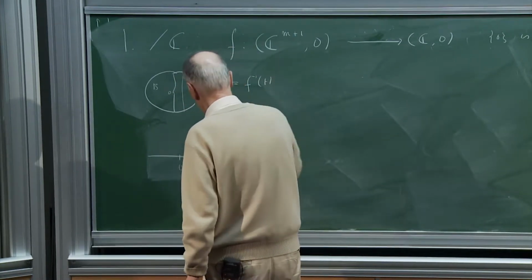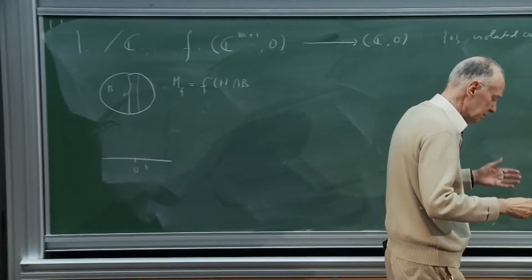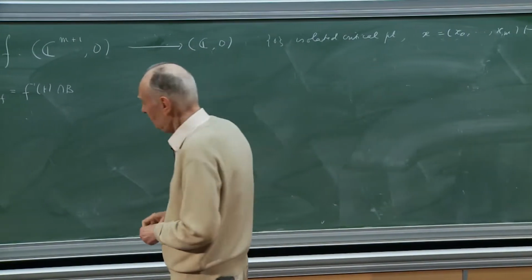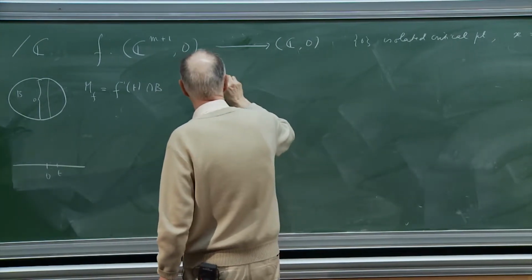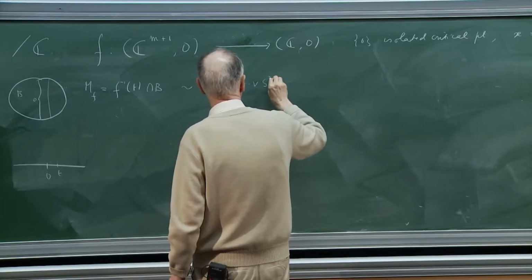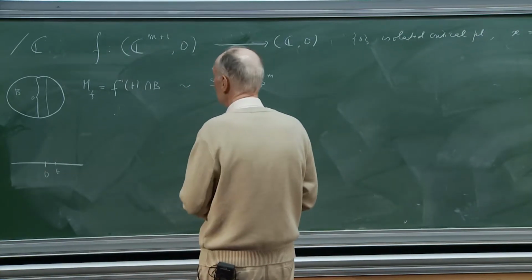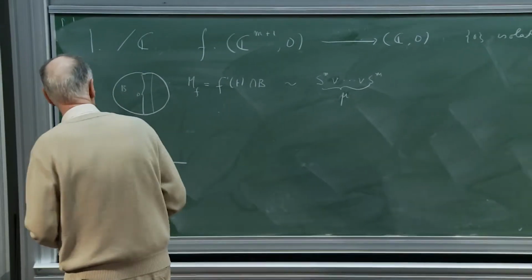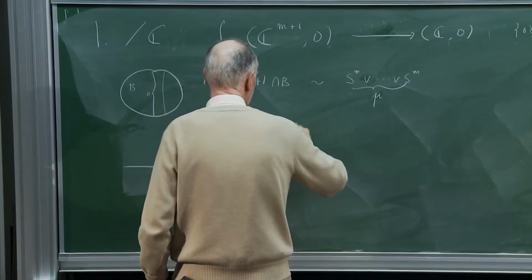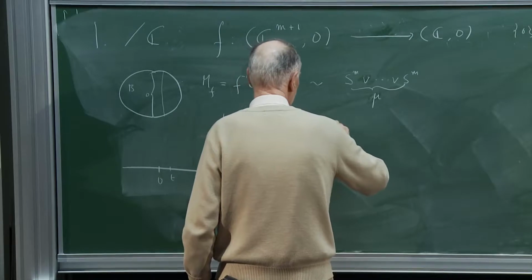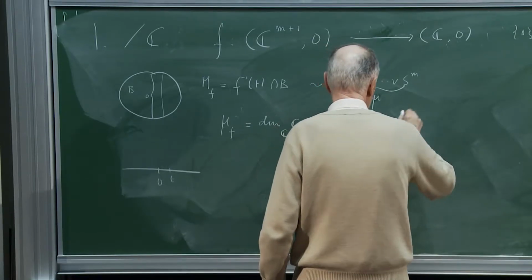The Milnor fiber, f^(-1)(t) intersected with B, is known by Milnor to have the homotopy type of a bouquet of spheres of dimension m, in number equal to mu, the so-called Milnor number, which is the dimension of C{x_0, ..., x_m} divided by the ideal generated by the partials.